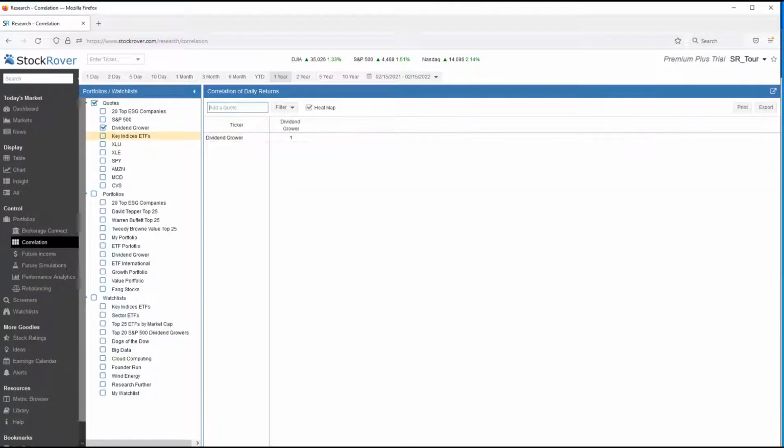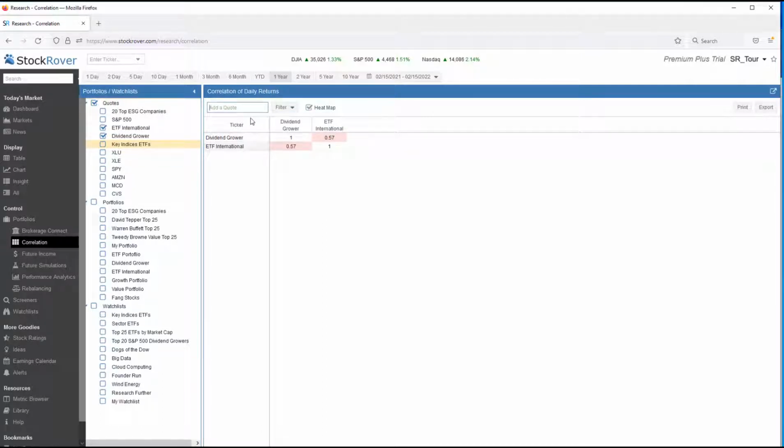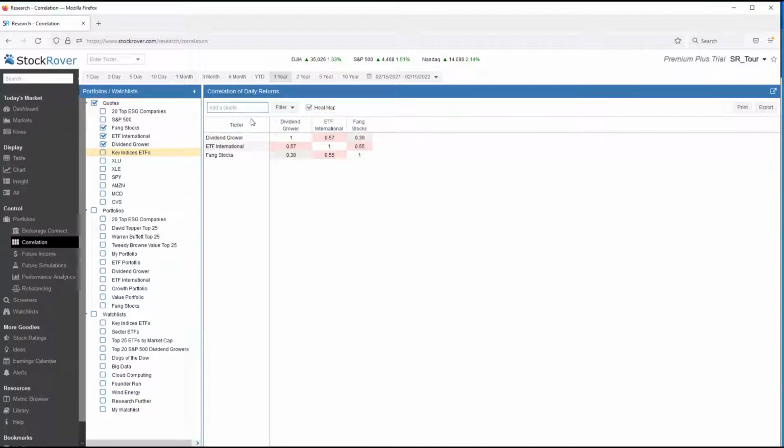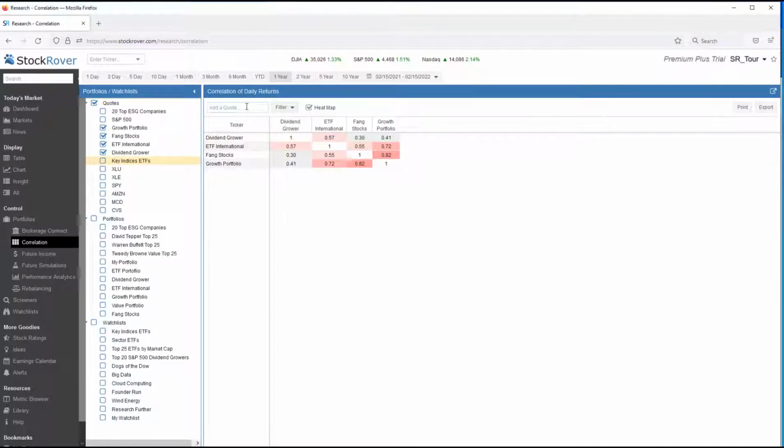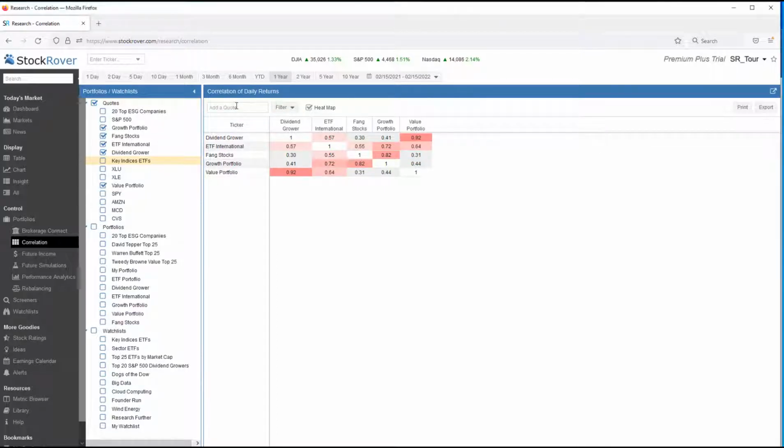Let's add ETF International, FANG stocks, growth portfolio, value portfolio, and the S&P 500.